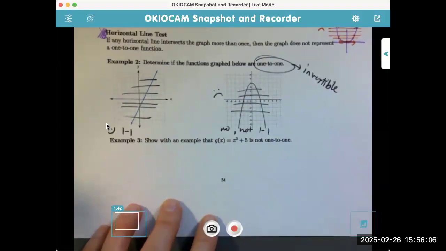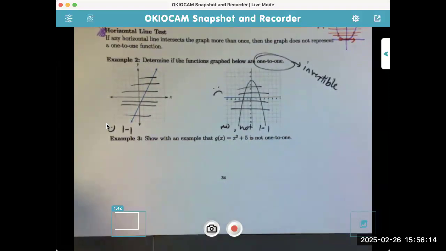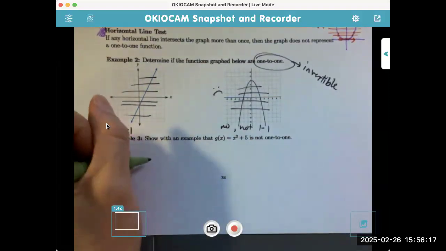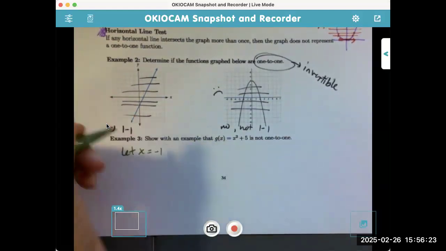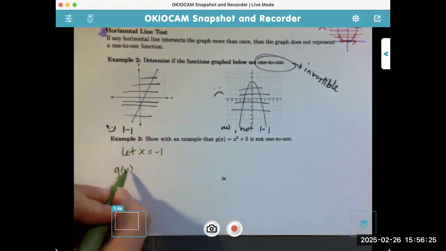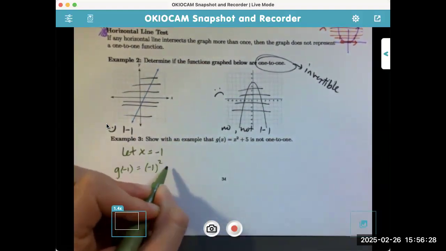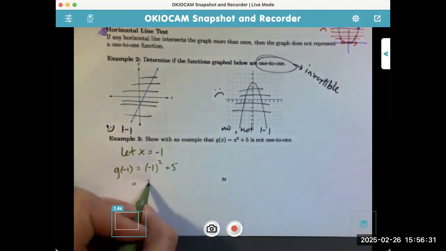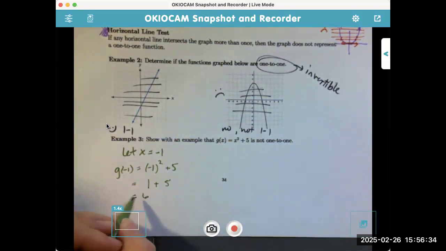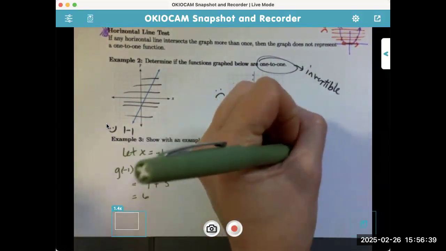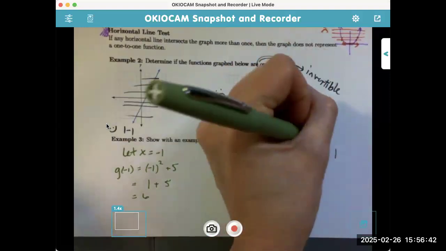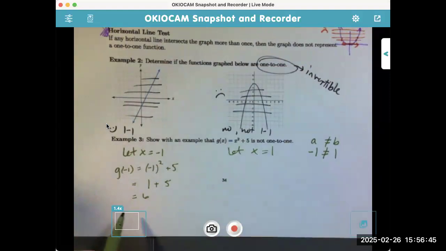Okay, so example 3: show with an example that g of x equals x squared plus 5 is not one-to-one. Well, we can do this several ways, but if I let x equal -1, then g of -1 is -1 squared plus 5, which is 1 plus 5, which is 6. Here, if I let x equal 1, so we all agree that -1 does not equal 1. So this is a does not equal b, right?